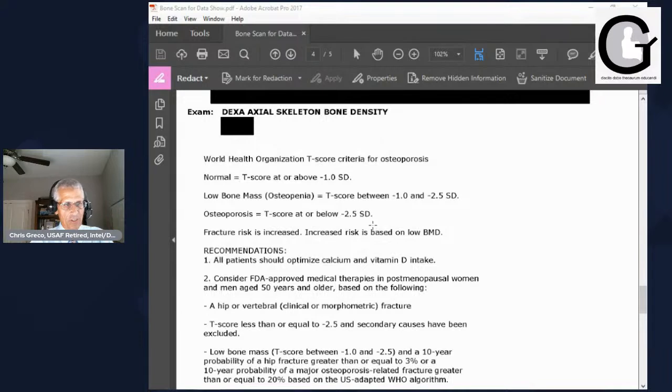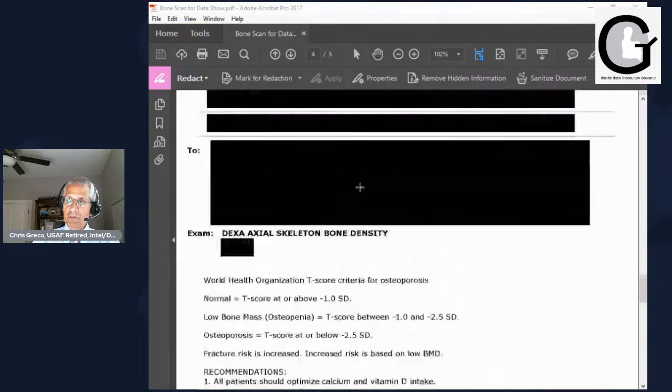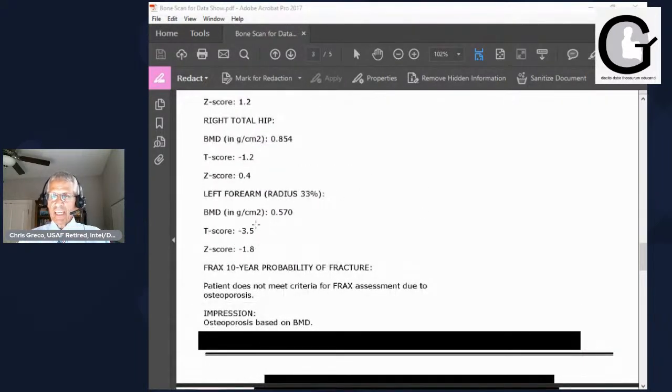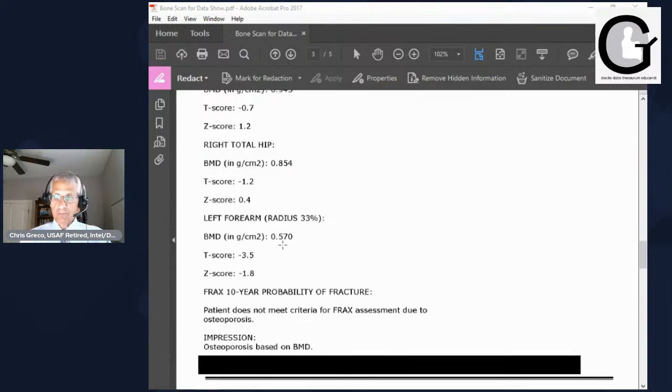Remember, I said that probability is very low. So let's talk about this. So what are we talking about? Is there ever a time when that t-score is at or below negative 1.0? Let's see. Remember, at or below, right? So here we have a t-score of negative 3.5. That's in the left forearm. So this is, I mean, it is below that area that the World Health Organization says is osteoporosis.